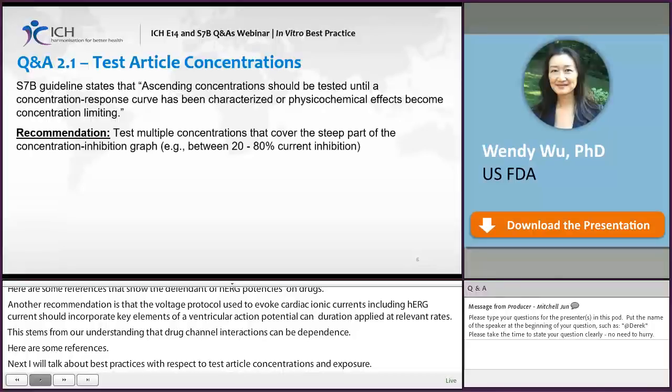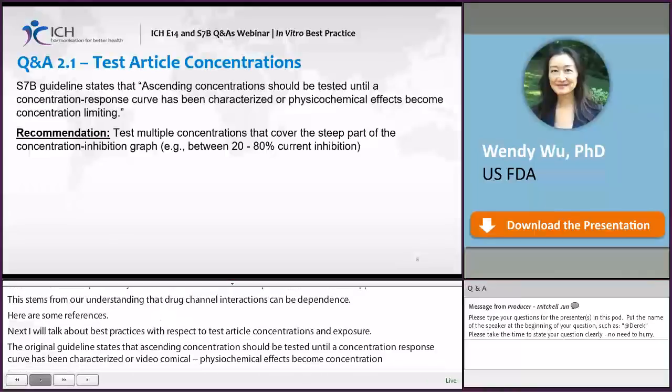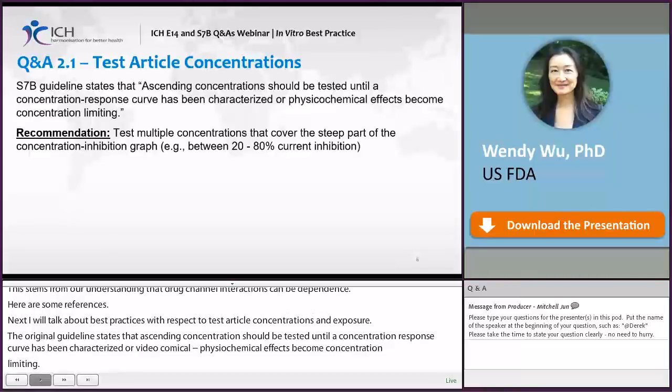The new S7B Q&A 2.1 recommends testing multiple concentrations that cover the steep part of the concentration inhibition graph. This is typically between 20 to 80% current inhibition.